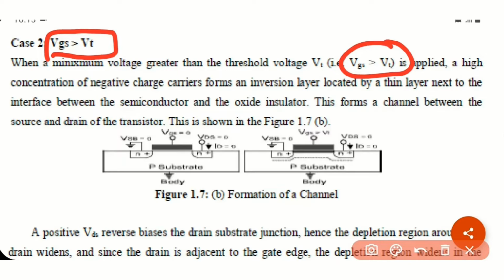So you can observe in this diagram that when VGS is greater than or approximately equal to VT, then there is a layer formed, as shown by the dotted lines.